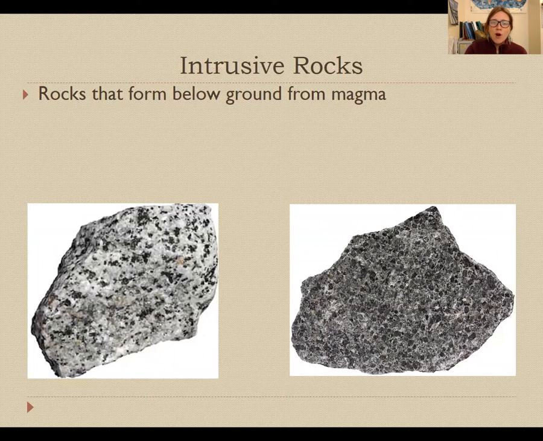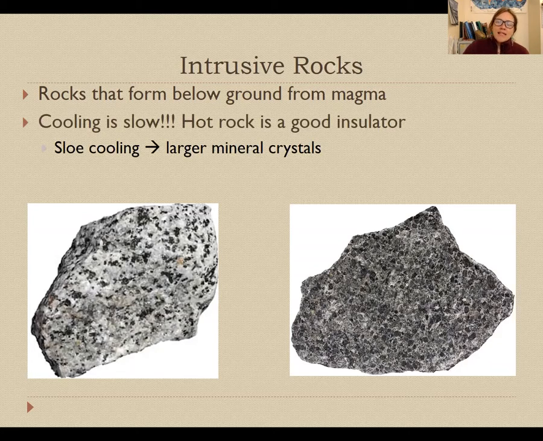So rocks that form below ground from magma are intrusive igneous rocks. They form in the interior or the inside of the earth, as opposed to extrusive igneous rocks, which form on the earth's surface or on the exterior. And intrusive rocks, because they cool down and solidify on the inside of the earth, experience that transformation from a liquid to a solid relatively slowly compared to extrusive rocks. And that's because all the other hot rock around them is a pretty good insulator, and so they're not losing heat very quickly.